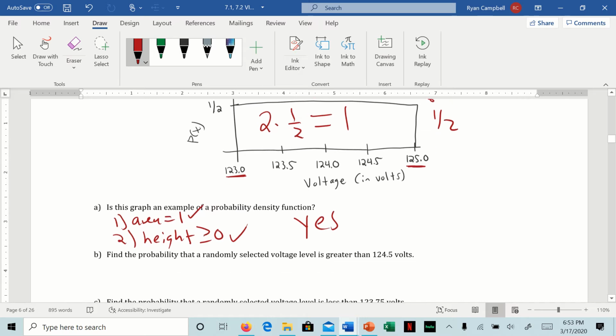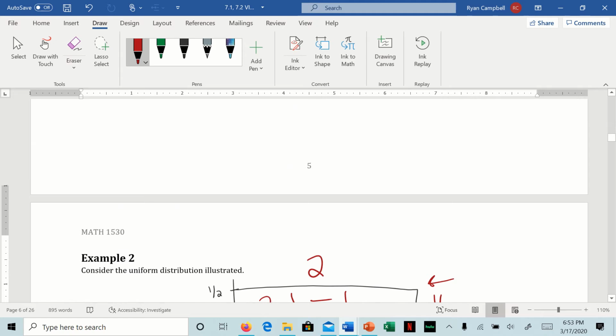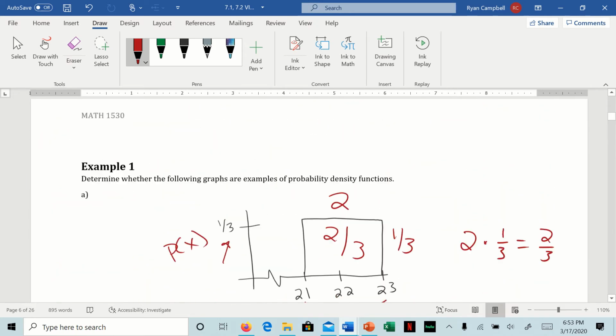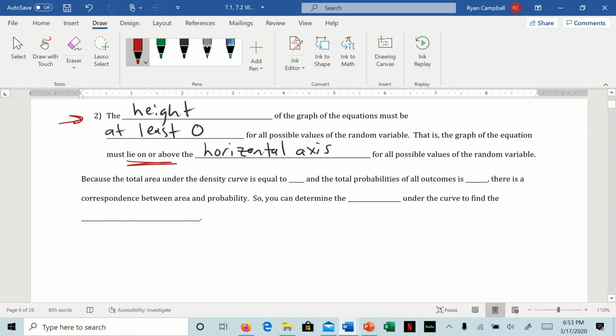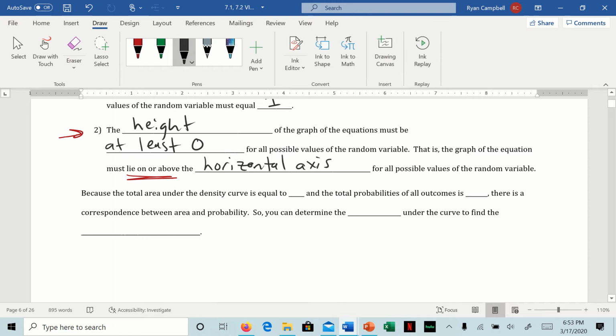Good. All right. So let's go back because we need to finish some notes that we've talked about. Because the total area under the curve is equal to 1, we said the total area under that curve is 1, and the total probabilities for all outcomes. If you have all of the outcomes, what would be the probability of all of them together? If you add them all together, you should end up with 1, right? We talked about that a couple of times now.